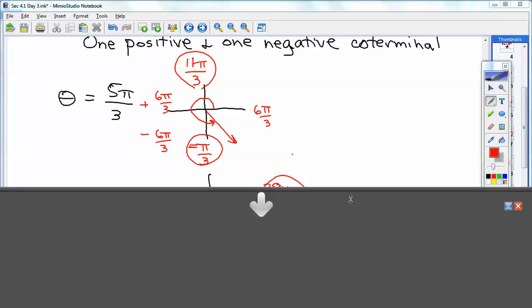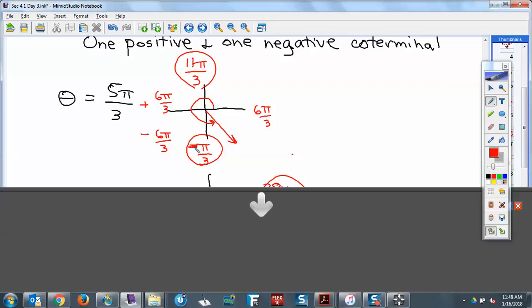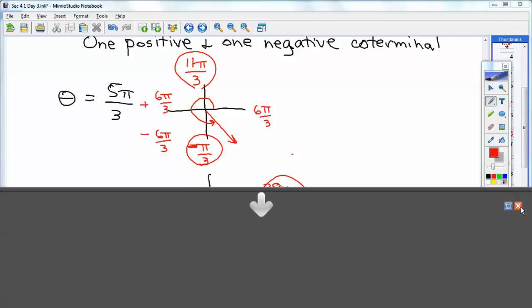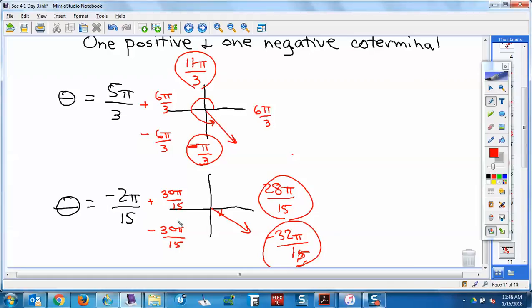Let's do the top one here first. Okay, so I'm going to add 6 pi thirds and I'm going to take away 6 pi thirds. Just like we added 360 and subtracted 360, we can add 2 pi, we can take away 2 pi. That's one full rotation. All right, so 5 pi thirds and 6 pi thirds is 11 pi thirds. 5 pi thirds take away 6 pi thirds would be negative 1 pi third.